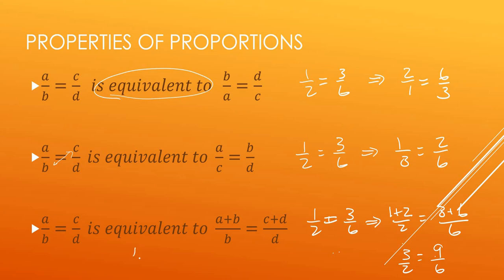So why does this work? 1 over 2, if I add 1 in the form of 2 over 2 to the left side, and add 1 in the form of 6 over 6 to the right side, you can see that I've added 1 to both sides, which means that I haven't changed my equivalence, but I now have 3 halves equals 9/6.